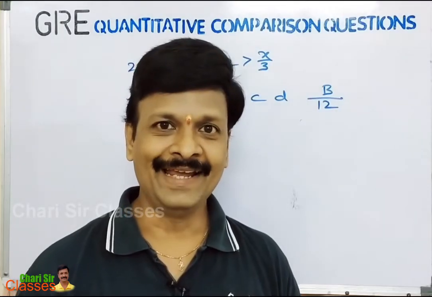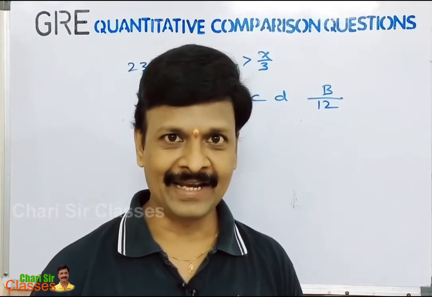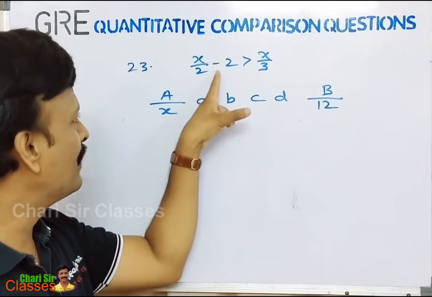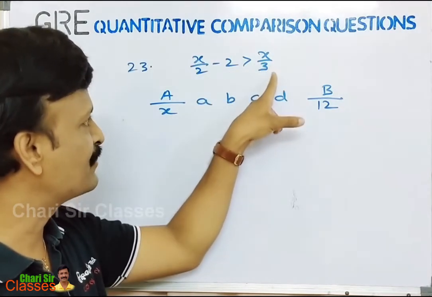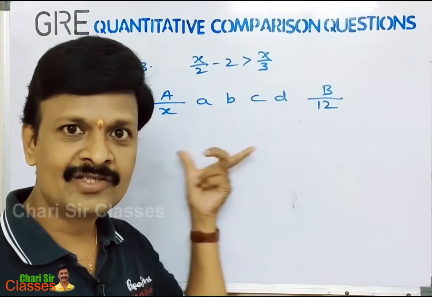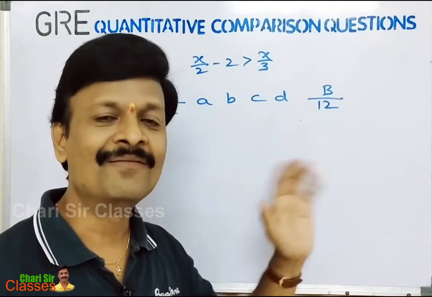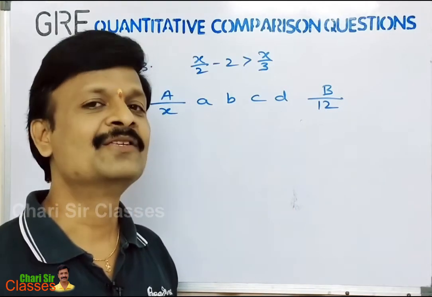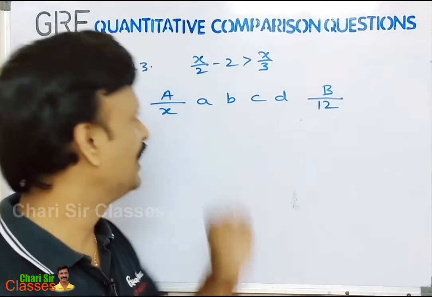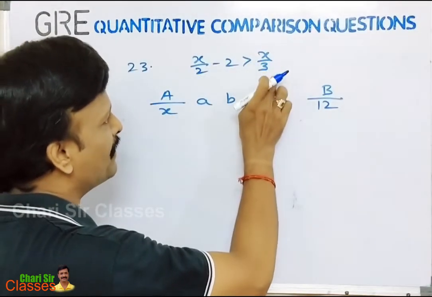Question number 23 is an inequality question, algebraic inequality and linear inequality it is. It is given that x by 2 minus 2 is greater than x by 3. Quantity A is x, quantity B is 12. When you see the variable, we'll generally go for substitution, but you don't go for the substitution here. We can do something easier than that. So that is x by 2 minus 2 greater than x by 3.